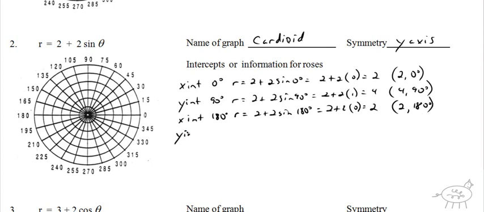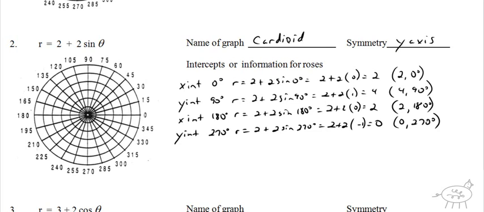And then another y-intercept, 270. So r equals 2 plus 2 sine of 270, and sine of 270 is negative 1. So it's going to be 0, right? 2 minus 2 is 0. So we have 0 comma 270. All right, so let's plot these points here.